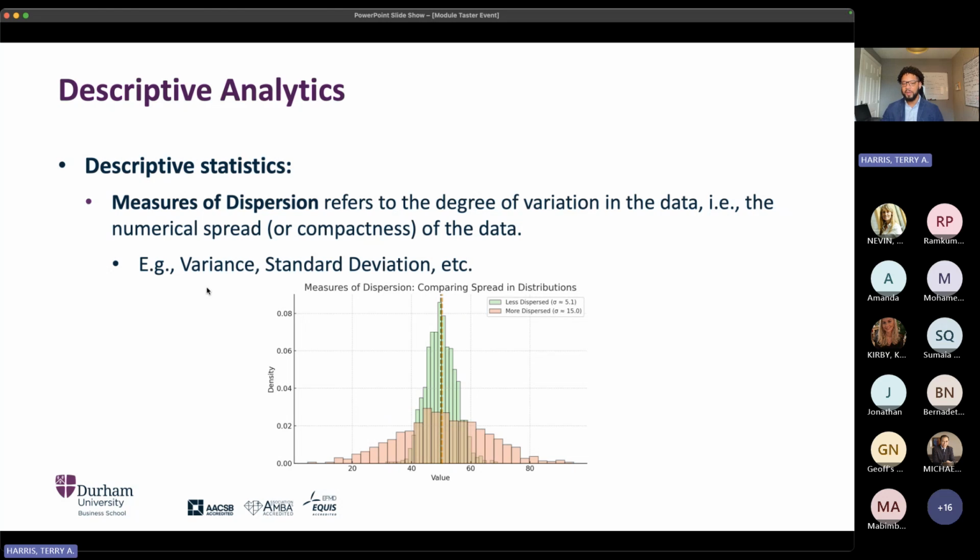With respect to descriptive statistics, we also discuss measures of dispersion, so how spread out or compact the data are. Not all data distributions have the same dispersion. Here we have two distributions in the graph, the light green and the light orange distribution. They both have essentially the same mean and median. They're both symmetric distributions, but the green one is more compact, so the observations are closer to the center on average, and the orange distribution is more dispersed, or there's more spread, right? So we have a greater degree of variation in the orange, even though they have the same mean and median statistics.